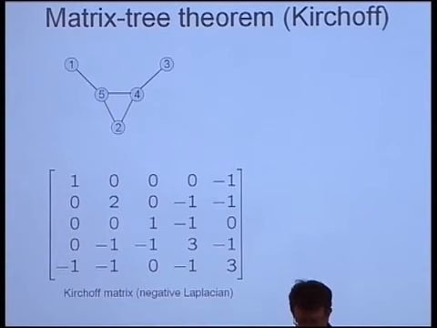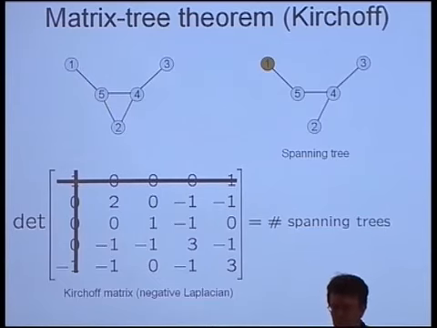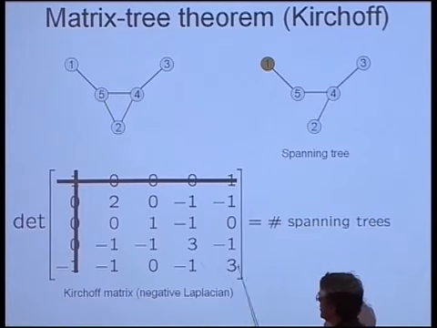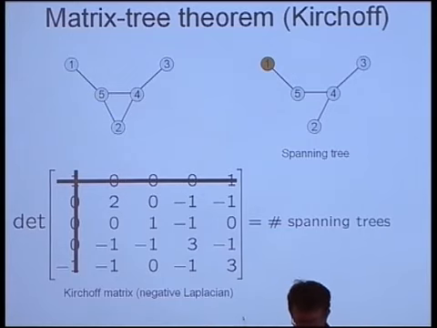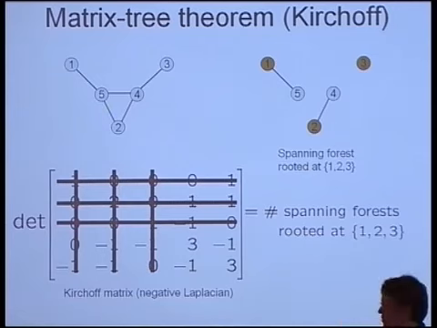And Kirchhoff also told us how to compute the number of these spanning trees. If you take the adjacency matrix with minus signs, and you put the degrees of each vertex on the diagonal, strike out a row and column, take the determinant, and that gives the number of spanning trees. And if you strike out multiple rows and columns, that gives the number of spanning forests that are rooted at those rows and columns.